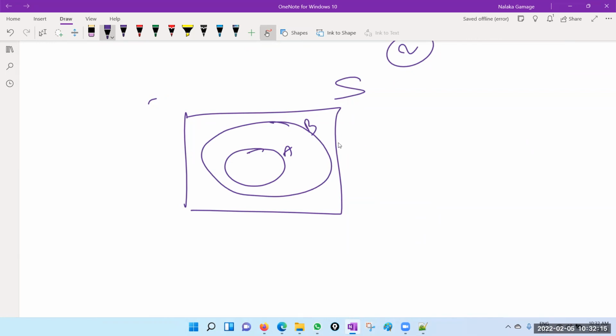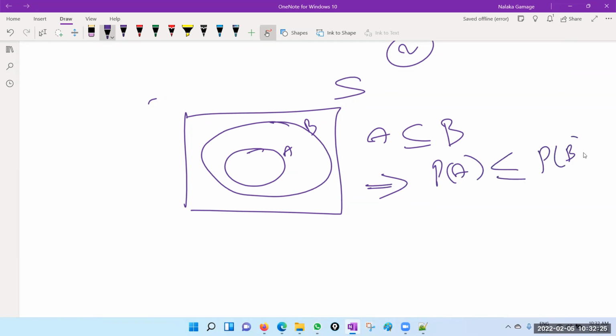So if A is a subset of B, that implies probability of A is less than or equal to probability of B. That you must appreciate. You must prove it yourself. Common sense, because all the elements in A are also elements in B, and there's a possibility of new elements. So therefore, probability of A must be less than or equal to probability of B if A is a subset of B. I hope you can understand that.